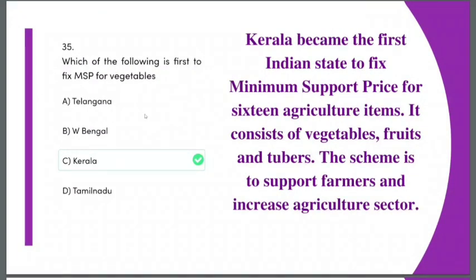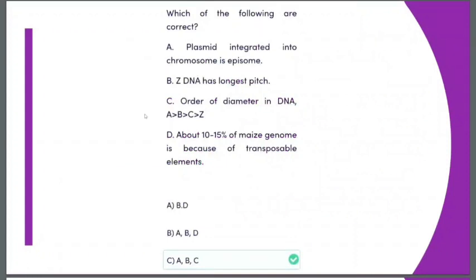35th question is: which of the following is first to fix MSP for vegetable? So firstly, MSP for vegetable was fixed by Kerala, and they have fixed MSP for vegetable, fruit and tubers to increase the farmers' production.